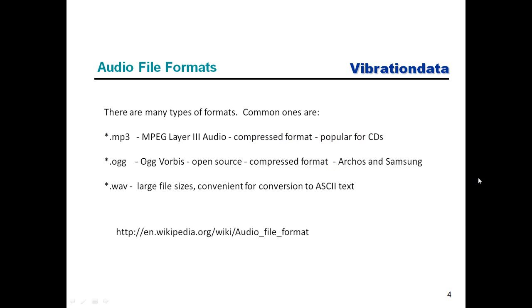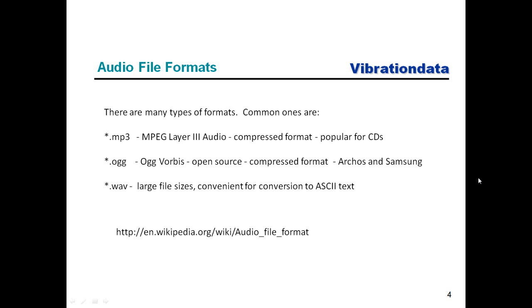Now there's all sorts of different audio file formats, probably a dozen or two or 3 dozen maybe. But let's just go over some of the more typical ones, the more common ones. So at the top there we have the MP3 file. That's a MPEG layer 3 audio compressed format, and it's very popular for CDs, for example.